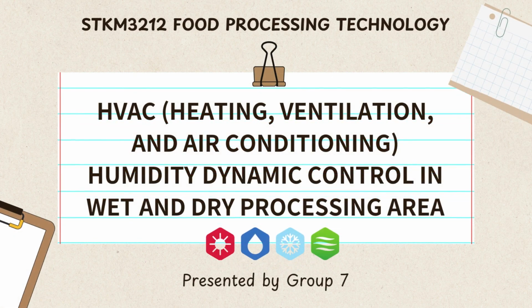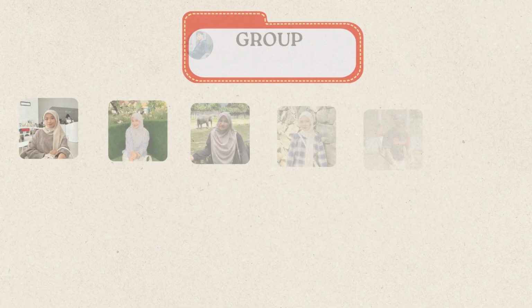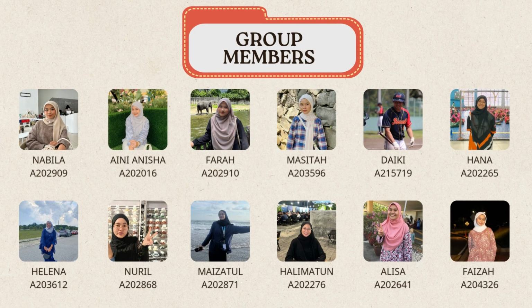We are Group 7 and today we'll be presenting our topic titled HVAC, Humidity Dynamic Control in Wet and Dry Processing Areas. So these are the members of Group 7. Our group consists of 12 members and each of us will be presenting a part of this topic.